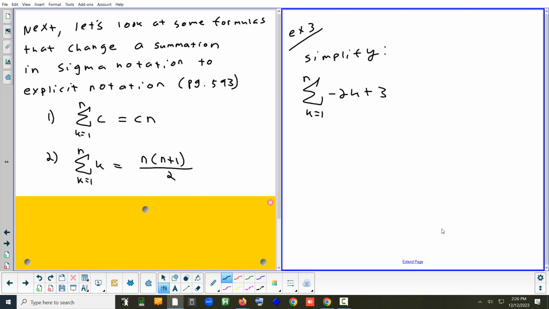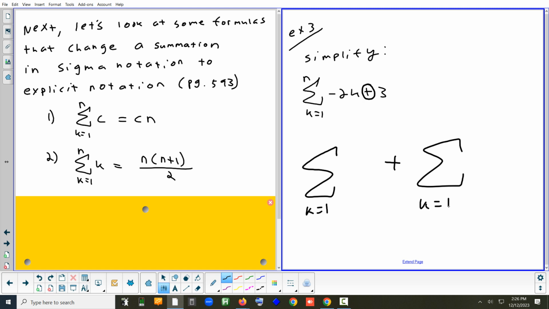All right, so the first thing I want to do is separate this into two different sigmas, right where that plus sign is. So I'm going to do a plus. I'm going to have a sigma here and a sigma here. Where do both of them start? Yep, they both start at 1. Where do both of them stop? N. Both stop at n. What's going to be the formula for the first sigma? Negative 2k. And the formula for the second sigma? 3.